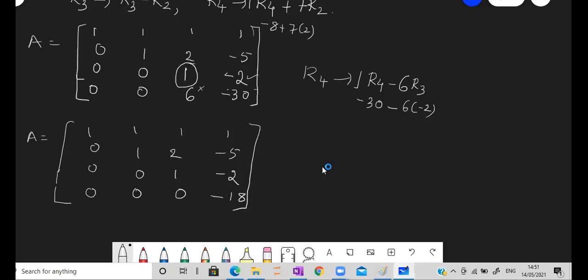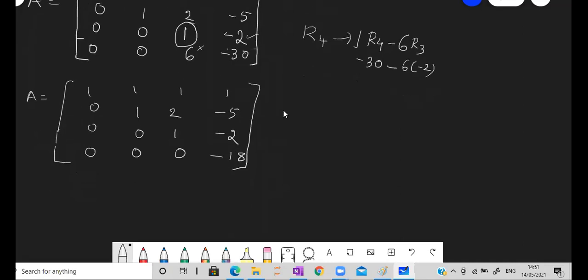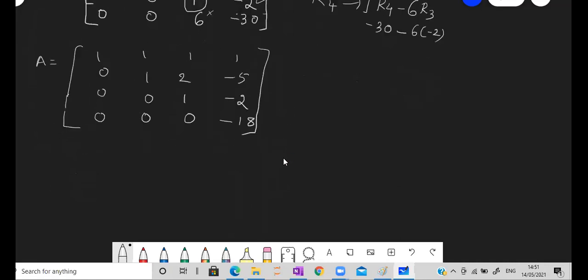Check about it. Can I reduce this minus 18 as 0, such that those which are already 0 remain 0? Possible? Surely it is not possible. Okay, you can think of any operation. It cannot be reduced further. So I will call this only my echelon form.